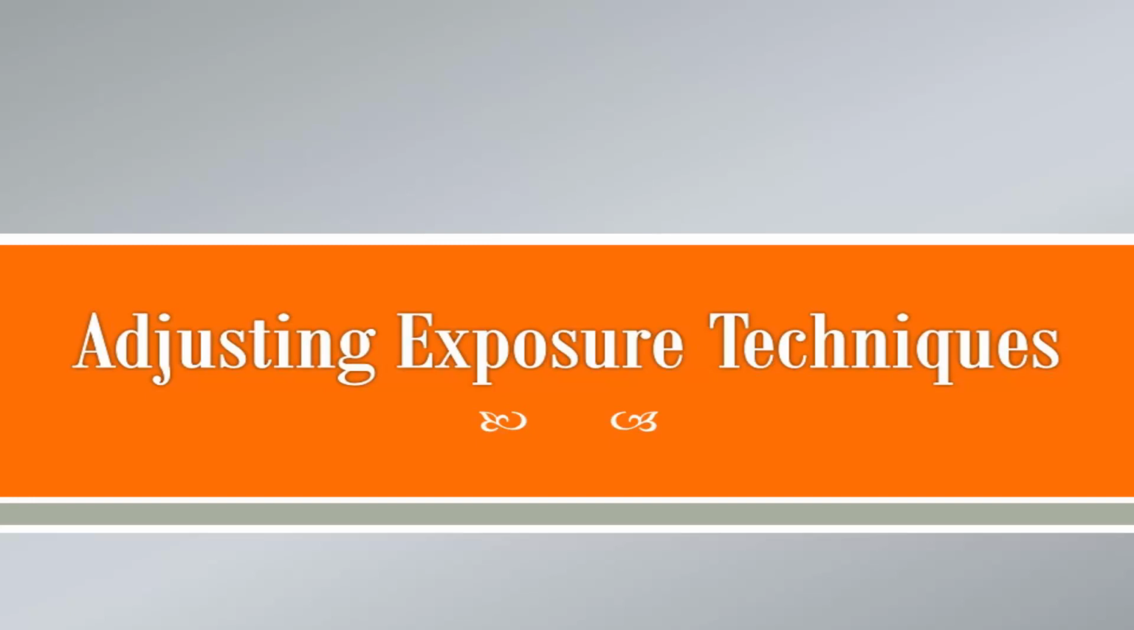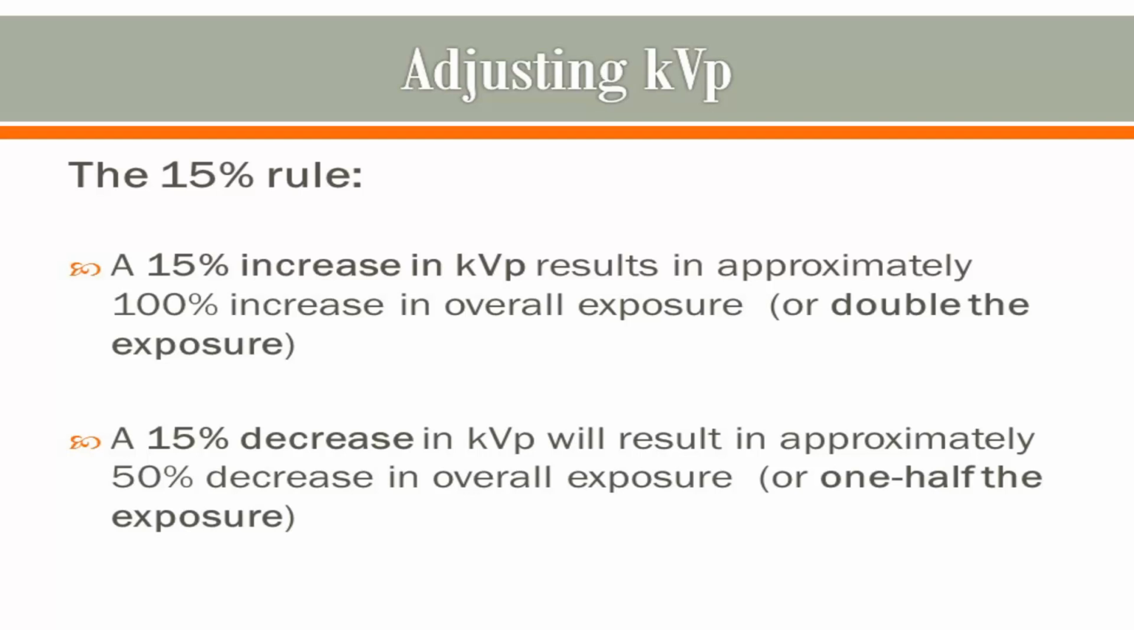In this video, we will review how to adjust exposure techniques. The first step in understanding technique is to know what happens to the overall exposure of the image when the kVp is either increased or decreased. We use the 15% rule to understand what a change in kVp does to the overall exposure. A 15% increase in kVp results in approximately 100% increase in the overall exposure, or double the overall exposure.